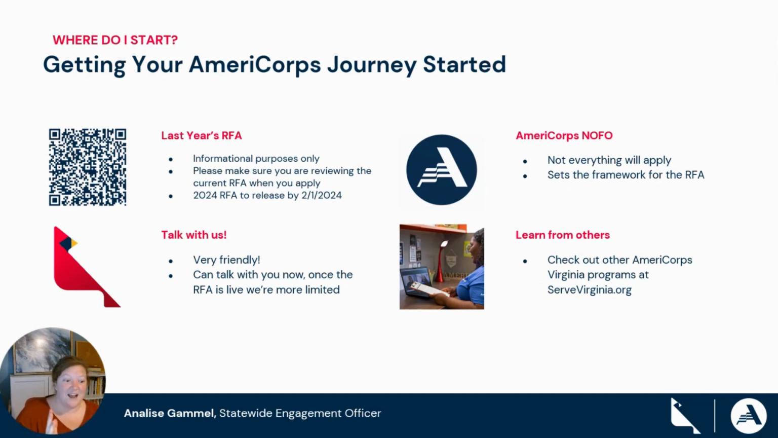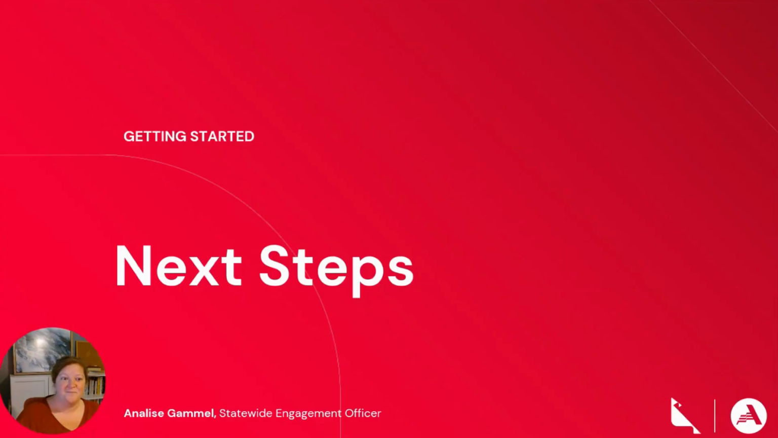We love talking to folks now because once the RFA is on the street, we're a little bit more restricted in what questions we can answer. And so we would love to do as much as we can to get you ready so that when the RFA drops, you're all ready to go, and we've answered any questions that you might have. And then I'll also, in the follow-up materials, provide some links to current AmeriCorps Virginia programs so you can get a sense of who else is operating in the state.